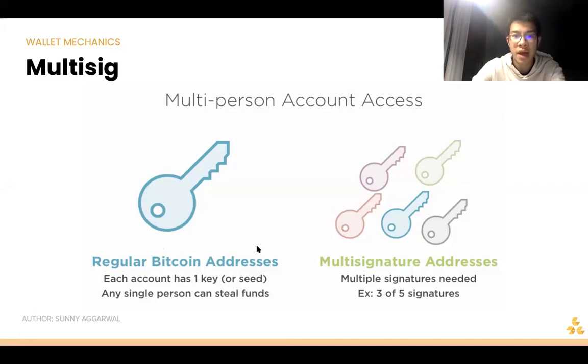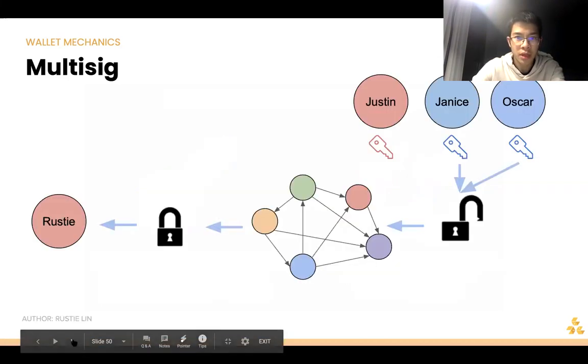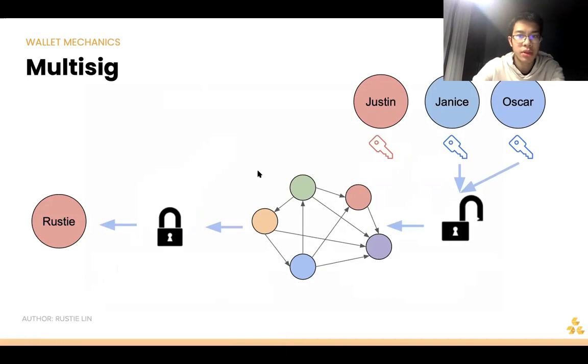So if you have five signatures, you might need 3 out of 5. And this is really useful when it comes to Bitcoin. Let's say that Rusty has a wallet, but he gives 3 keys to Justin, Janice, and Oscar. If you need 2 keys, then you could open the wallet. Each of them can't open the wallet alone, but if 2 of them went together, they could. Let's say you needed 4 keys, so none of them could open the wallet. There were 7 keys in total, so Rusty had 4, and they each had 3. Even if they grouped together, they wouldn't be able to open the wallet, but Rusty would be able to open it.